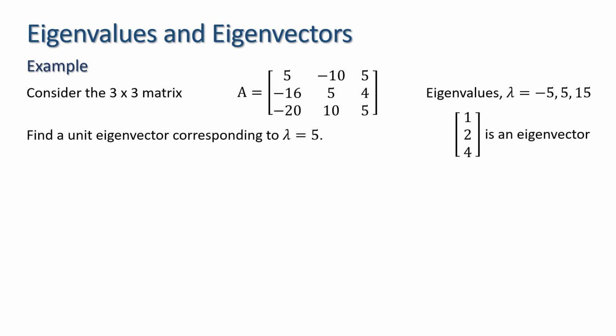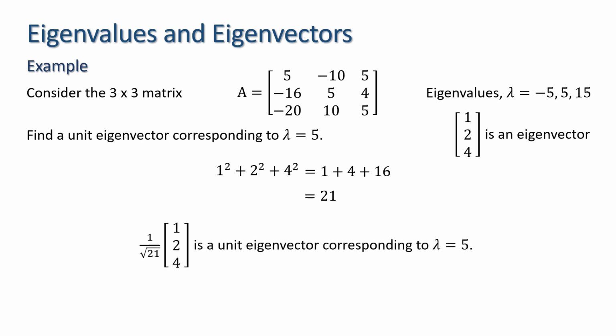It's now trivial to turn this into a unit eigenvector. We simply divide by the modulus of the vector. Well, the square of the modulus is given by 1 squared plus 2 squared plus 4 squared, which is 1 plus 4 plus 16, which equals 21. Thus, 1 over root 21 times (1, 2, 4) is the unit eigenvector we're seeking. I'm going to leave this example here, but you might find it useful as an exercise to see if you can find unit eigenvectors corresponding to the other two eigenvalues.